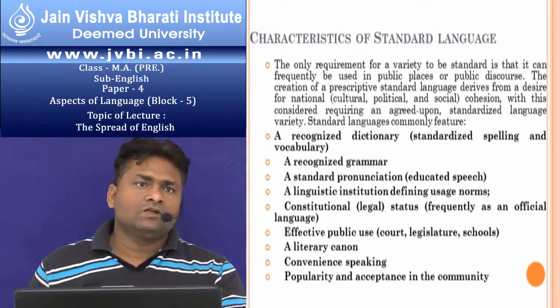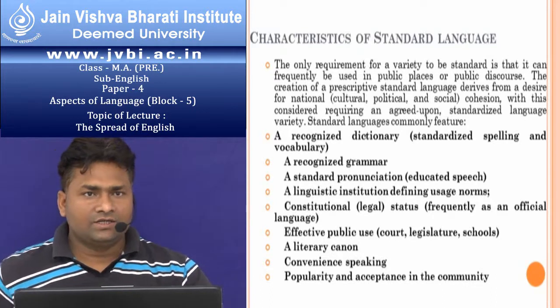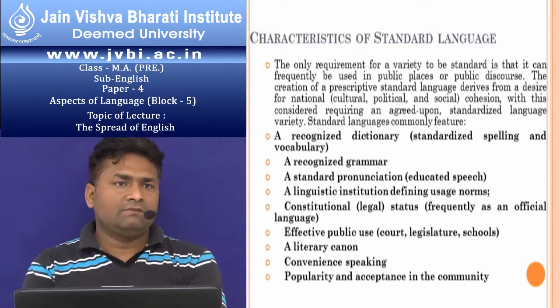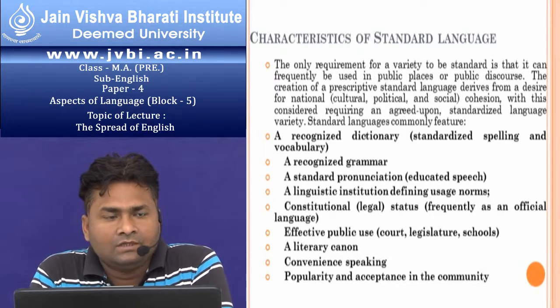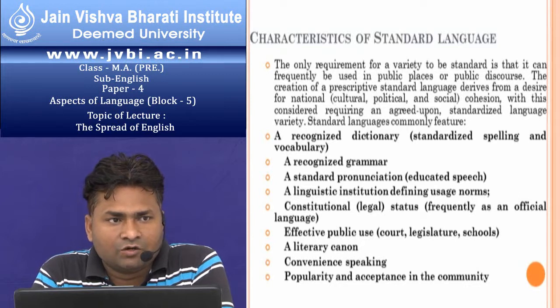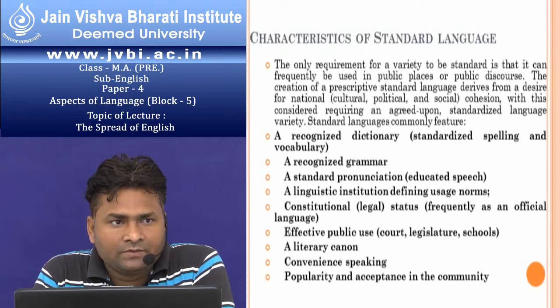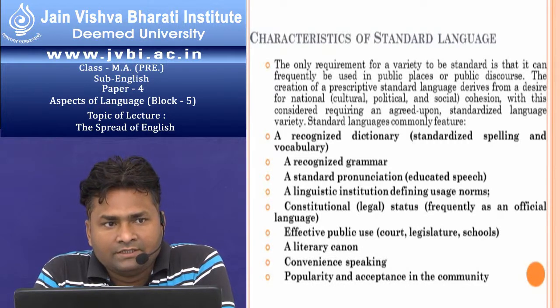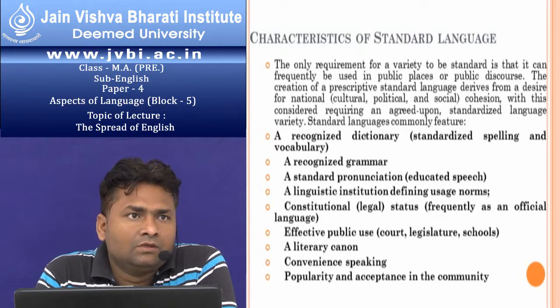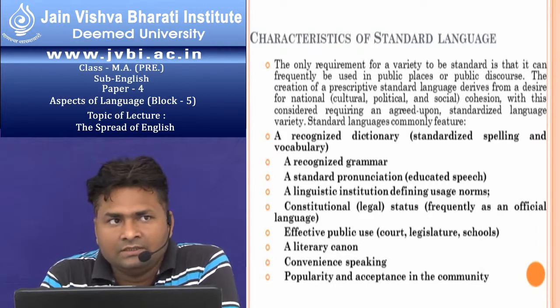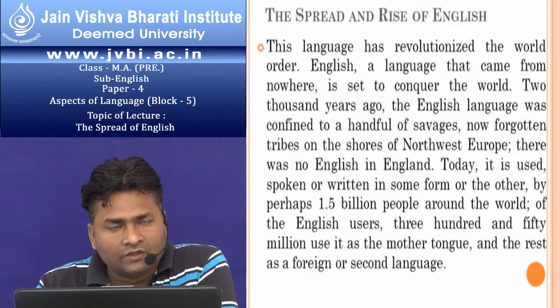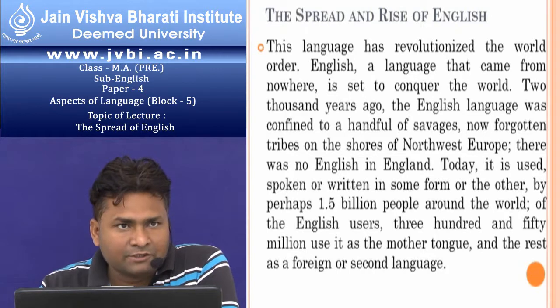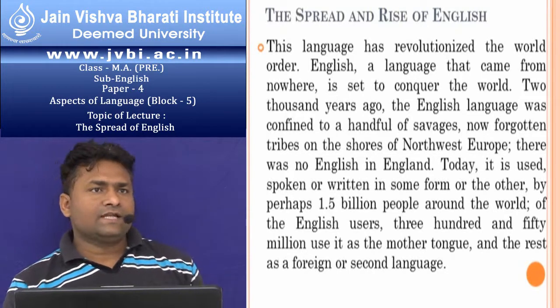Standard languages commonly feature a recognized dictionary, standardized spelling and vocabulary, a recognized grammar, a standard pronunciation, a linguistic institution defining usage norms, constitutional status, effective public use, a literary canon, convincing convenience in speaking, popularity, and acceptance in the community. So these are the prerequisites actually for a language in order to become a standard language. And this is how a language becomes a standard language.